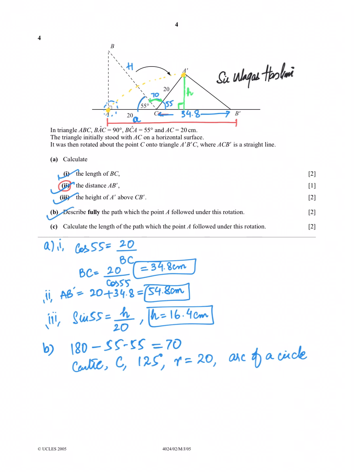Alright, after that part C, it says calculate the length of path which the point A followed under this rotation. So that length is basically the arc length of a sector. The working formula we have is angle divided by 360 multiplied by 2 pi, and the value of radius we have is 20. So that gives you the value of 43.6 centimeter, and that is your final answer.